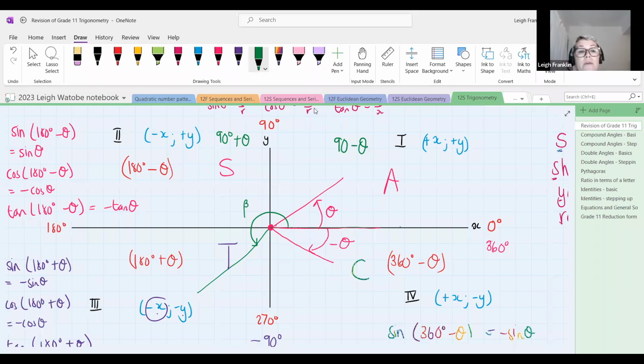Remember, when we're talking about theta over here and in our reduction formulae, all of these angles theta are going to be acute angles.